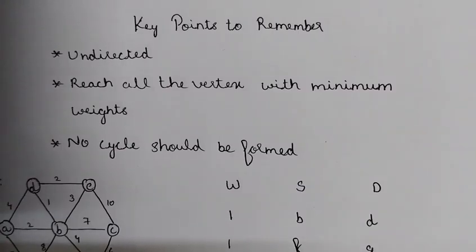We have to remember 3 points while solving Kruskal's algorithm. The graph should be undirected, and second, it should reach all the vertices with minimum weights, and the main thing, the third point, is no cycle should be formed.